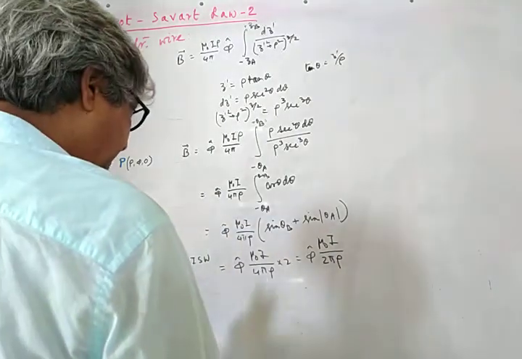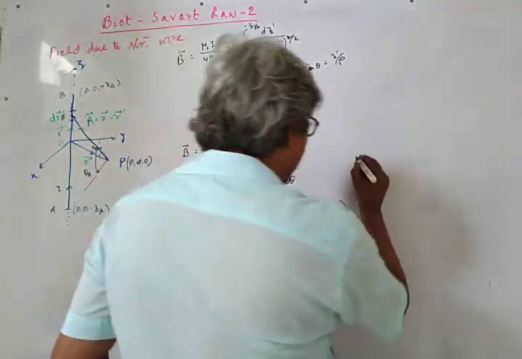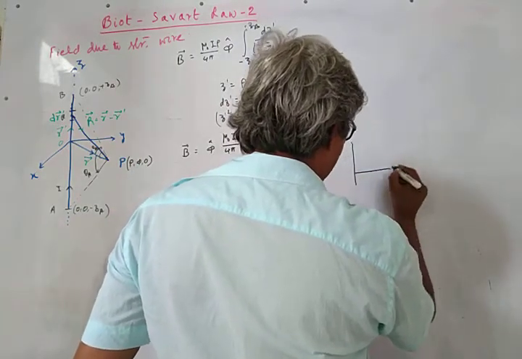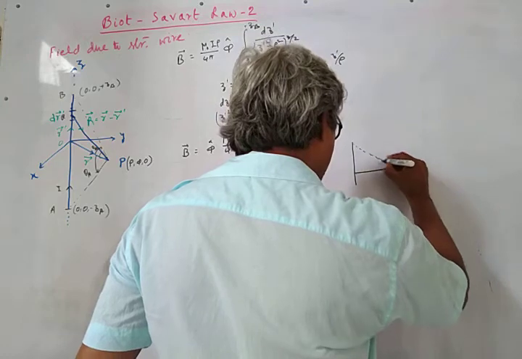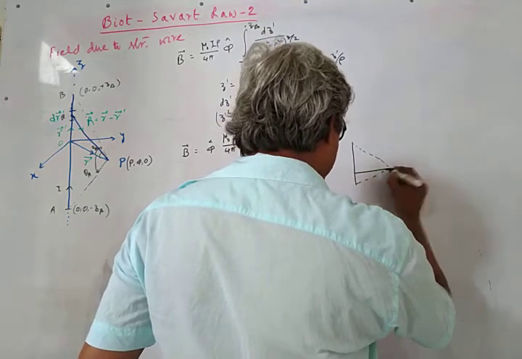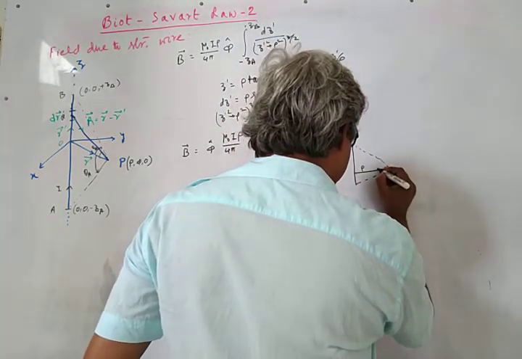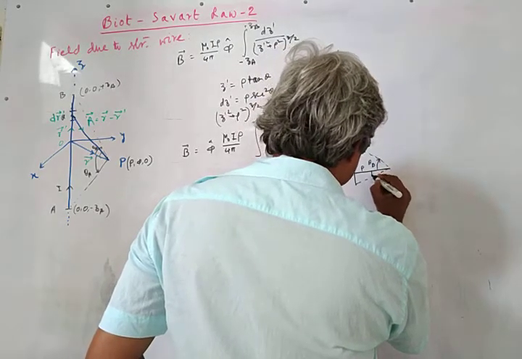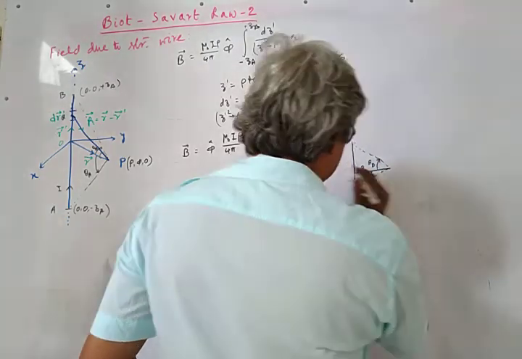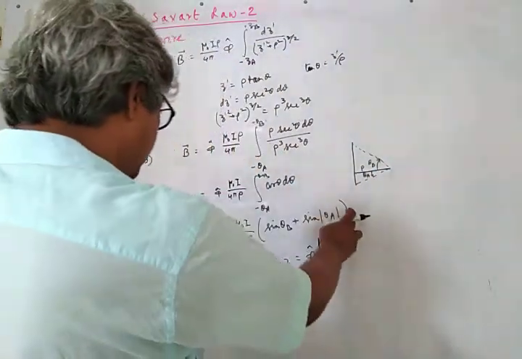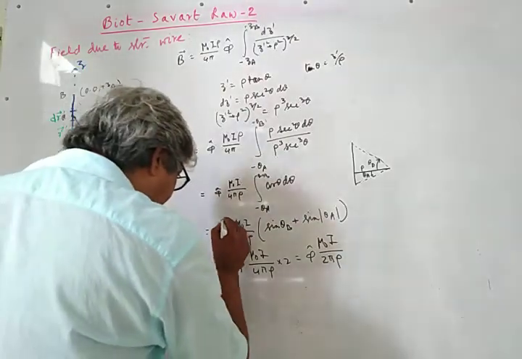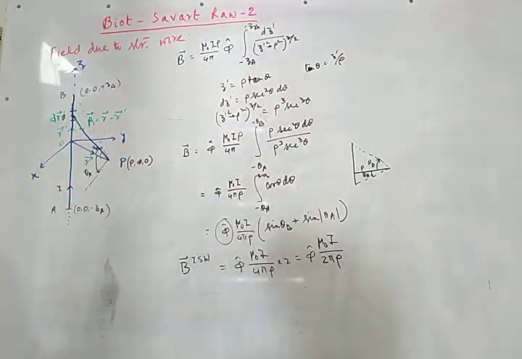And if we have a finite wire, then this is the point of observation, and the field at this point will be, this is the distance rho, this is the upper angle theta b, and this is theta a. These are the quantities involved in the evaluation of the field. You see, the field is directed along the phi cap.